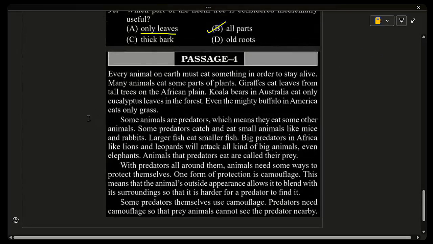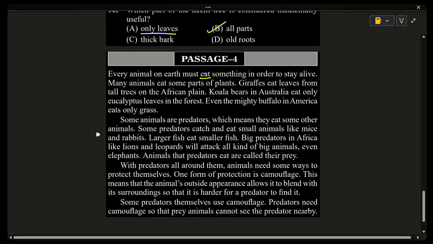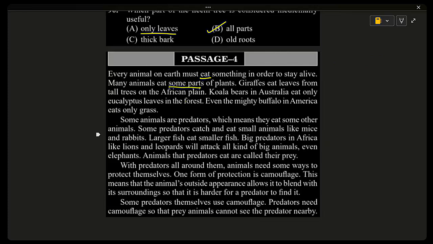Okay, passage number 4. Let us go through this passage now. Every animal on earth must eat something in order to stay alive. So, to stay alive, eating the food is important. Many animals eat some parts of plants. Giraffes eat leaves from tall trees on the African plain. Giraffes are very tall, so they eat leaves from the tall trees on the African plain.